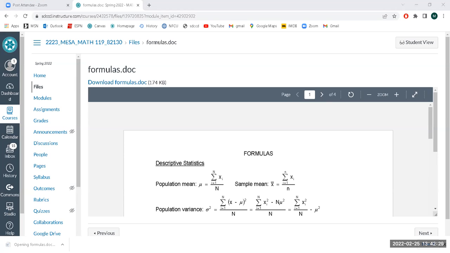So here's some of the things. Now, population mean, sample mean. You see that on the cross? It's the exact same formula. You know, big N is the number in the population, little n is the number in the sample. It's the same thing. It's still n, right? That's not even a thing.